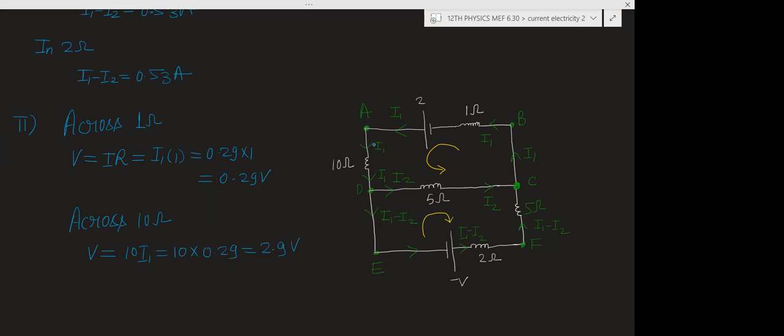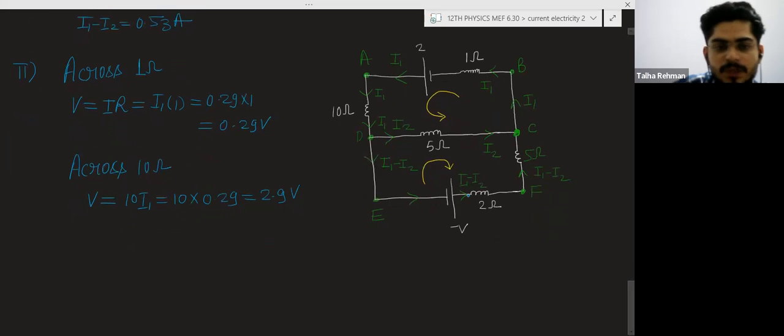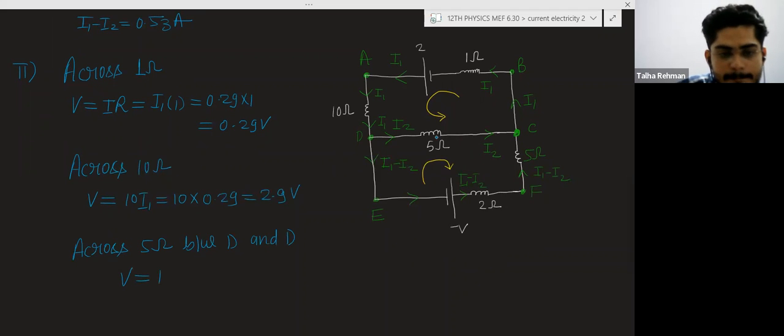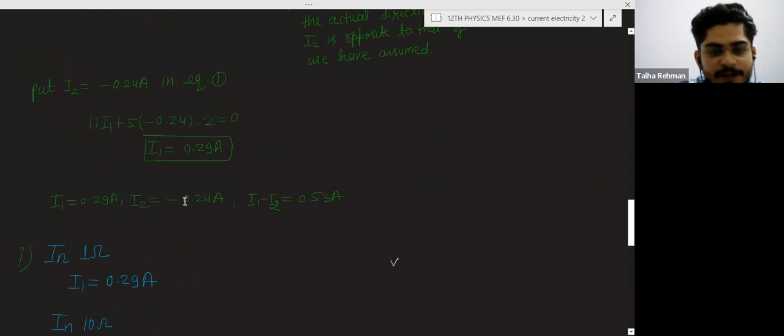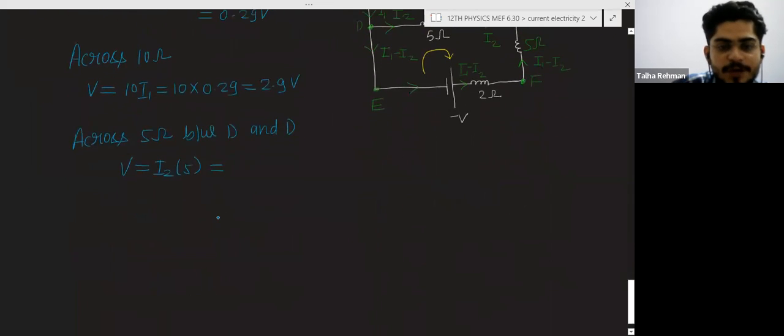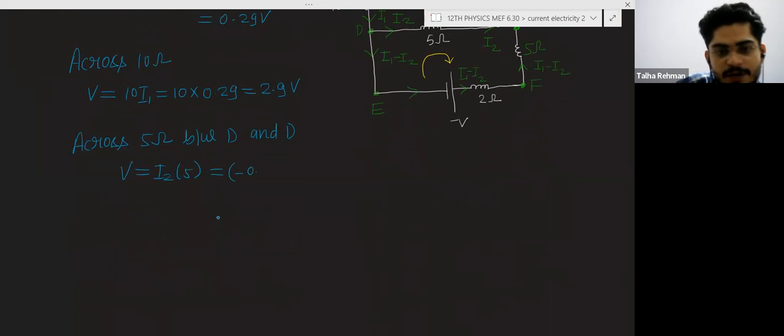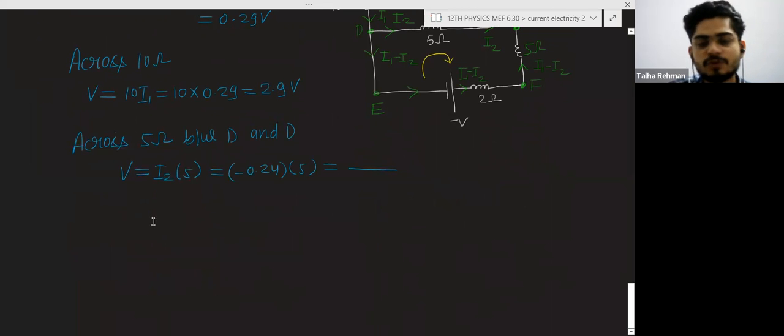2.9 volts. Now across 5 ohm between D and C, what is the voltage? I2 into 5. What is the value of I2? I2 is minus 0.24 ampere, into 5. When you multiply this, you will get your answer. Okay.